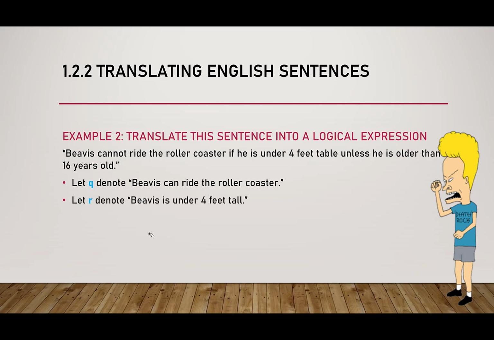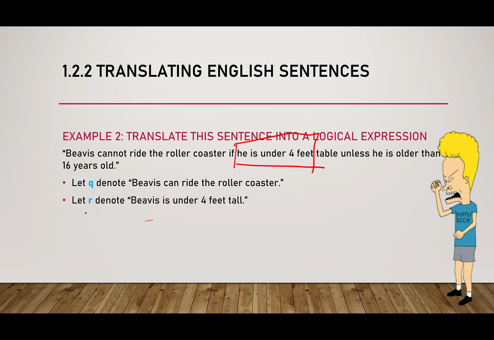Then R is Beavis is under 4 feet tall. Now this is a little bit weird here, right? He is under 4 feet tall, okay? Now that says under 4 feet table. That should say under 4 feet tall. Sorry about that. I'll edit that later. But that he is under 4 feet, all right? I was just going to go with that, okay? So Beavis is under 4 feet tall.